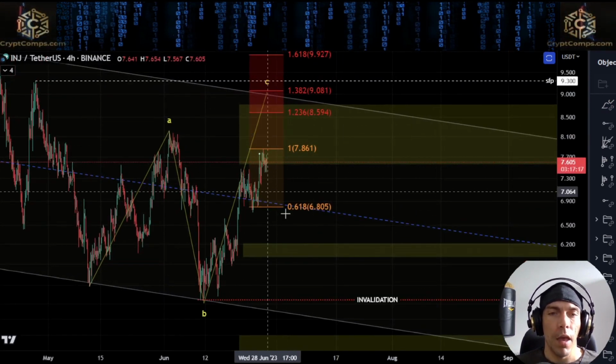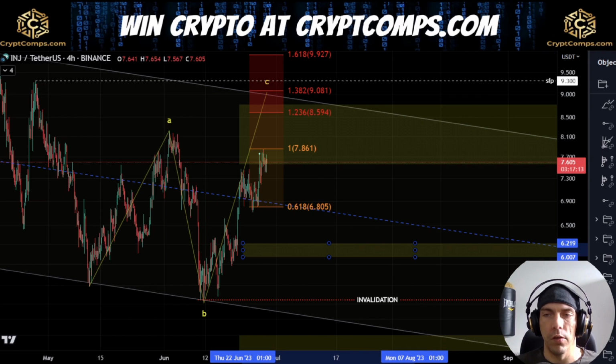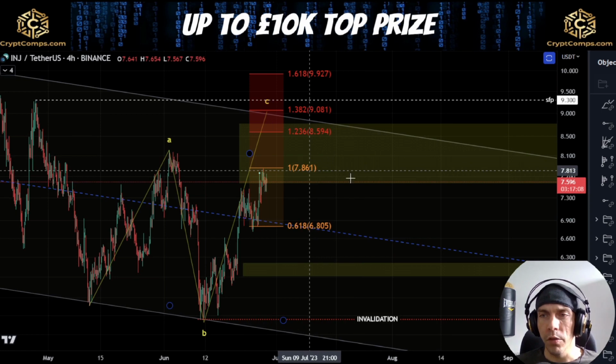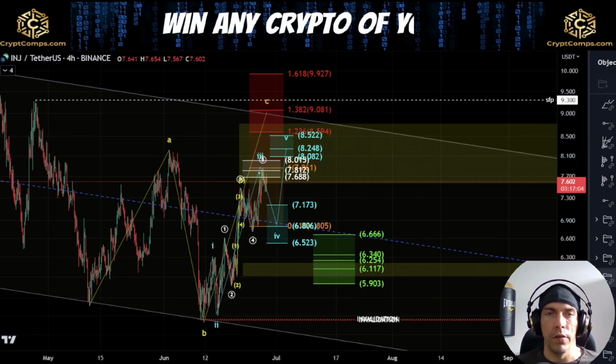If we do look to come back down here, we do have a support box which is sitting here towards the 621 and the $6 region. Going to be keeping an eye on that. Now, this would align quite nicely with the idea of seeing this move extending up here.